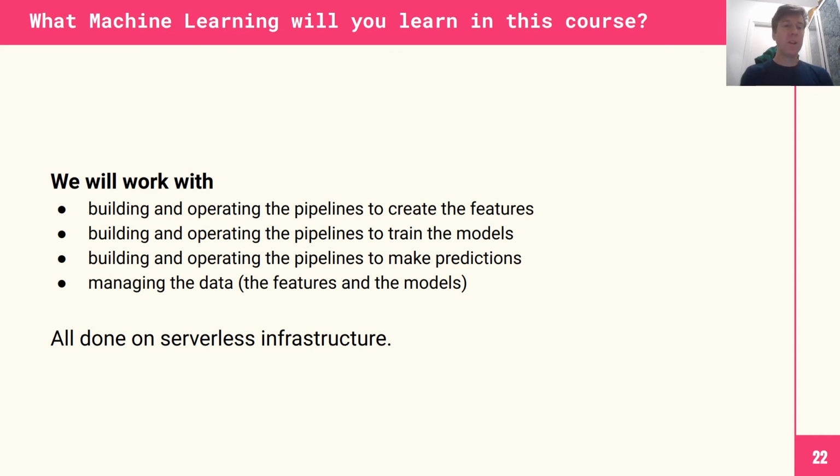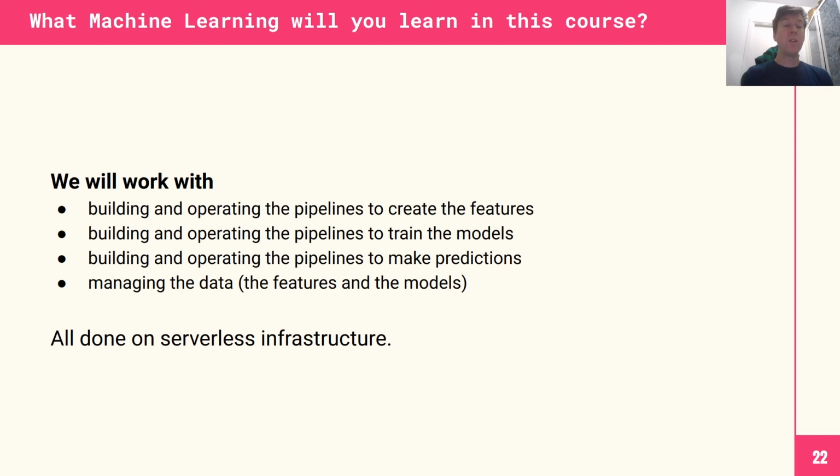So with that, what will we cover with machine learning in this course? Well, we're going to work with building and operating the pipelines that create these features. We're going to build and operate the pipelines that train these models, build and operate the pipelines that make the predictions, and then manage all of the features and models. And we're going to do it all on serverless infrastructure. What we're not going to go into too much detail is the modeling work. So we went through a very simple decision tree example here, but there are many other courses out there that are very comprehensive in dealing with modeling, whether you're going to use decision trees or deep learning. That's kind of outside the scope of the course.